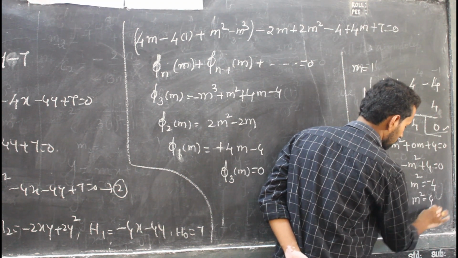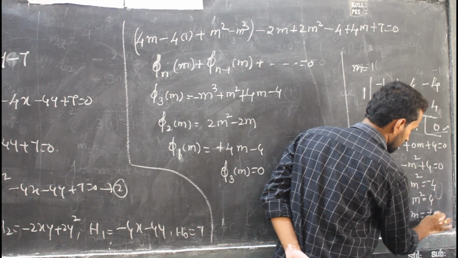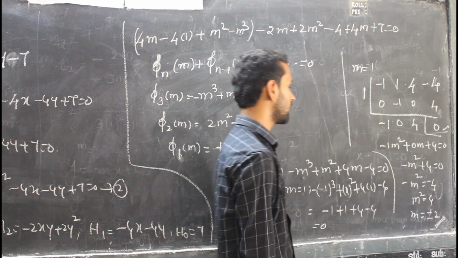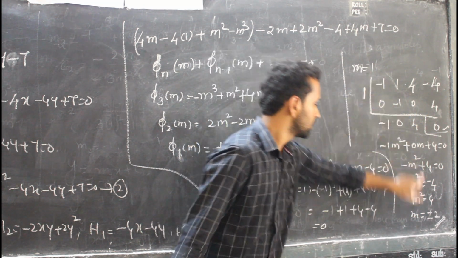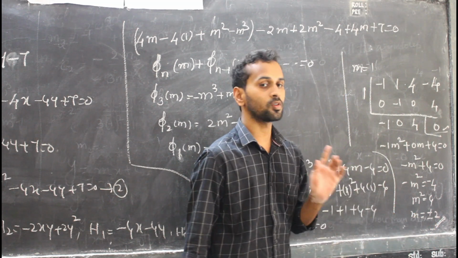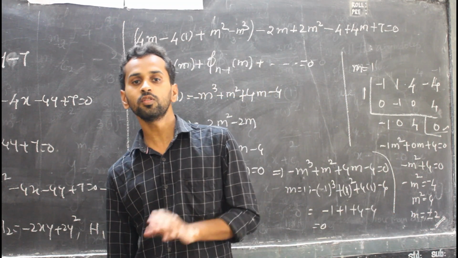M square equal to 4, so m equal to plus or minus 2. So what are the values? Three values I got. m equal to 1, m equal to plus or minus 2. That means m equal to 1, m equal to minus 2, and m equal to plus 2.